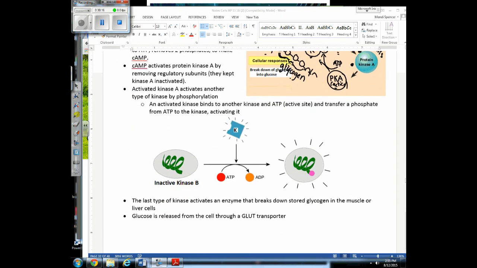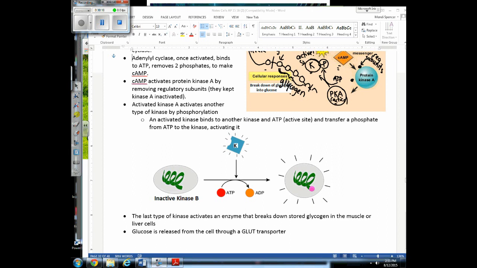And down here, I'm attempting to show you how that occurs. So here is this kinase A, PKA, protein kinase A, that was activated when those regulatory subunits were removed. And so this PKA molecule is going to bind to another kinase. It's going to bind to ATP in the active site, and it's going to transfer a phosphate, and you see it right here. So this phosphate was on ATP, and now it's on this kinase molecule that's now activated. And as a result, ADP is generated.